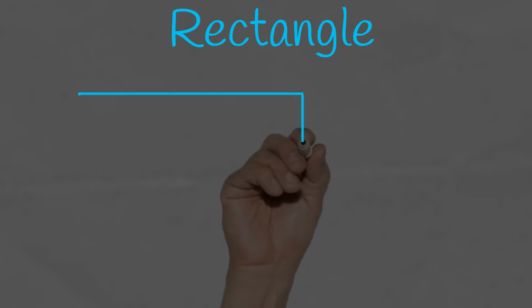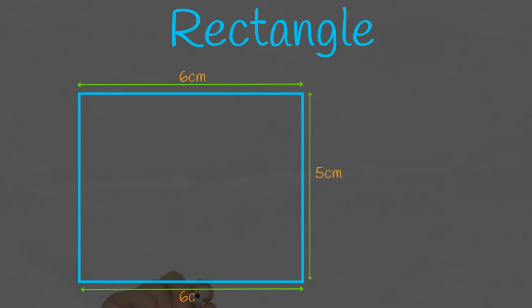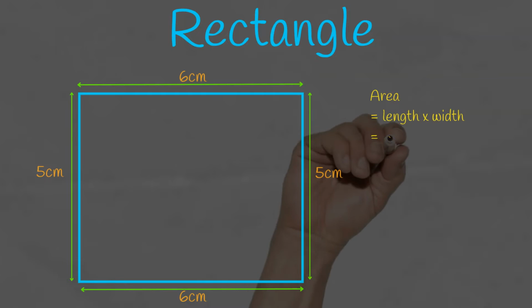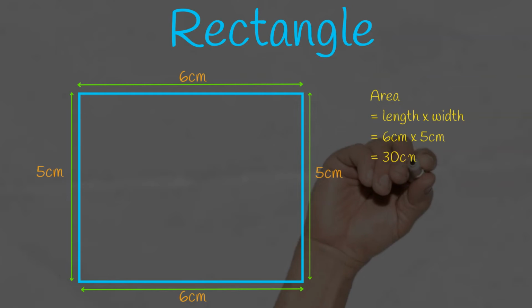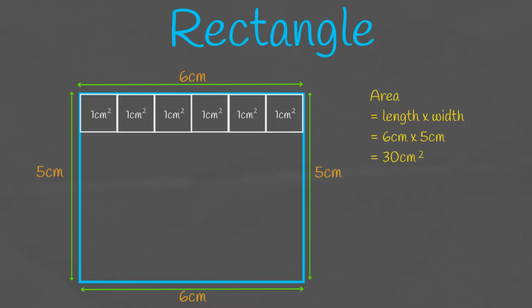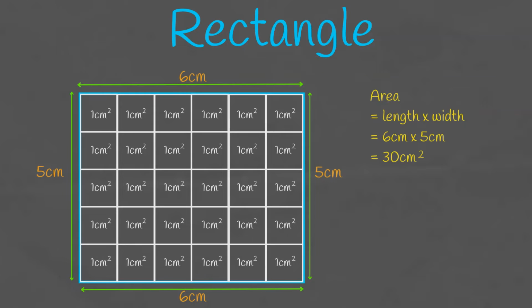So what's the area of a rectangle with sides 6 centimetres and 5 centimetres? Well, if the area is length times width, we times 6 by 5, so the answer is 30 centimetres squared. And if we were to fill this shape with unit squares, we would be able to get 6 unit squares across the top because it's 6 centimetres long, and we'd be able to get 5 rows of unit squares because the width is 5 centimetres. And there are 30 unit squares in total.